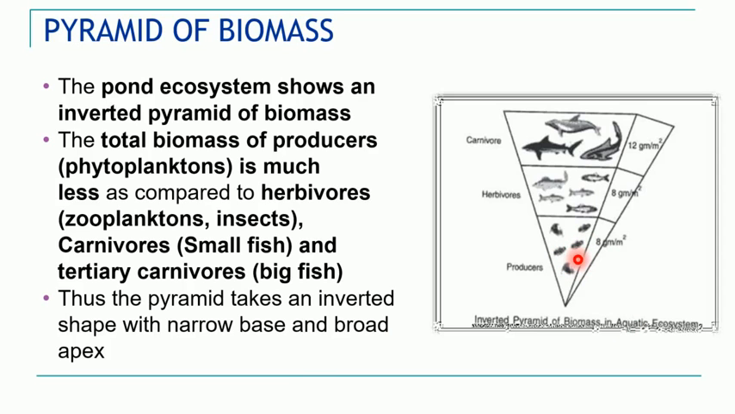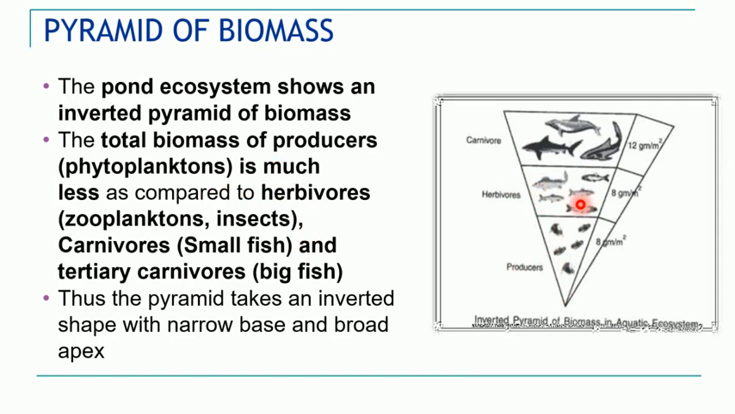Suppose the producers in a pond ecosystem are in the form of phytoplanktons. If we take the weight of all the phytoplanktons in a pond, it will be very less because they are very small in size, microscopic, so their weight will be very less. Now these phytoplanktons are eaten by the herbivores, herbivorous fishes or zooplanktons or other insects.